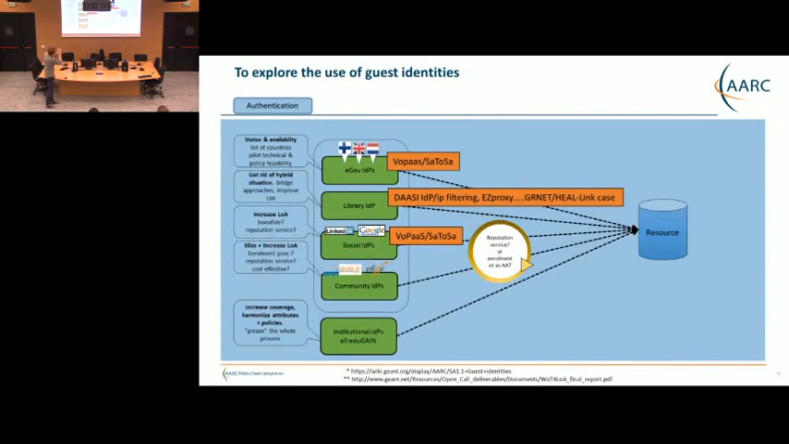But enough about this topic. Authentication: Mario will get into that later on.